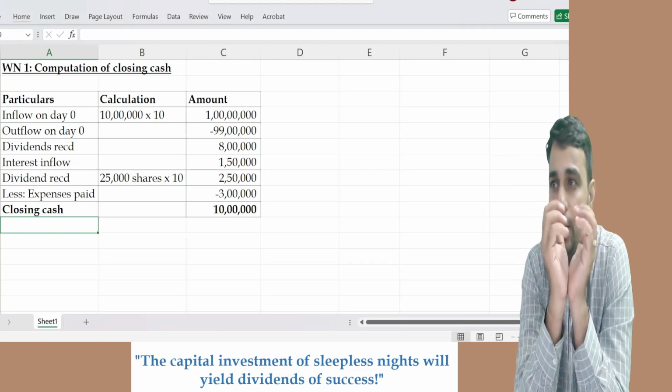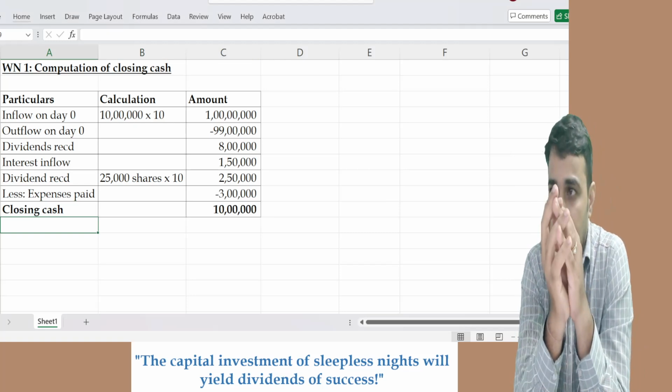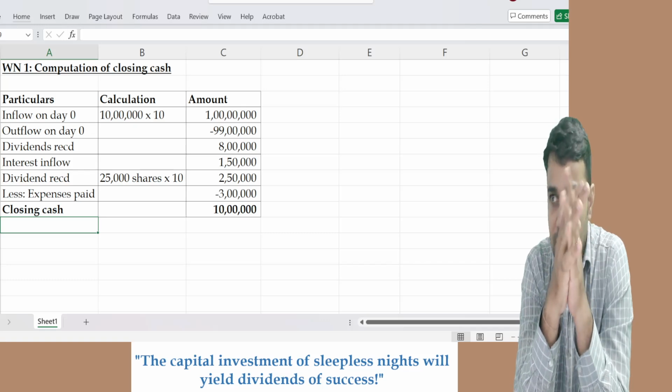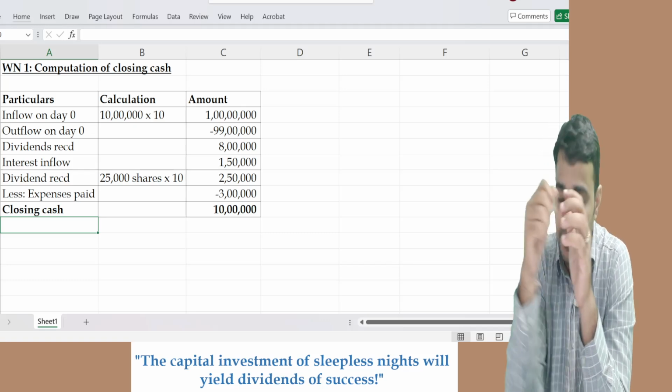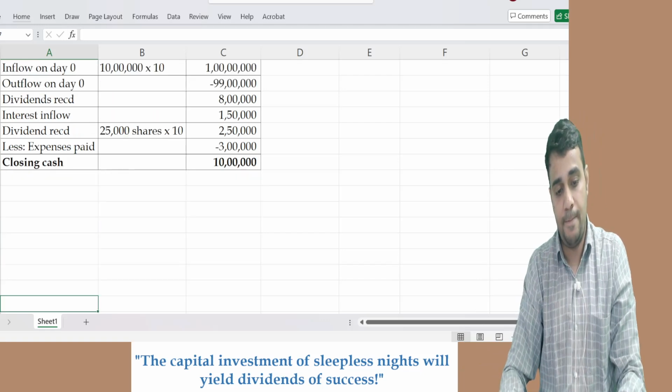Problem is over according to me. Both the concepts I wanted to teach are done here. Anyway, I'll close out the question. Closing cash is 10 lakh rupee. Any doubts in this? Next, NAV calculation.